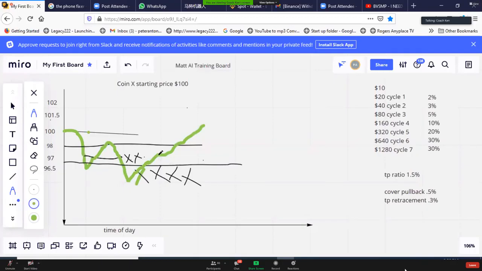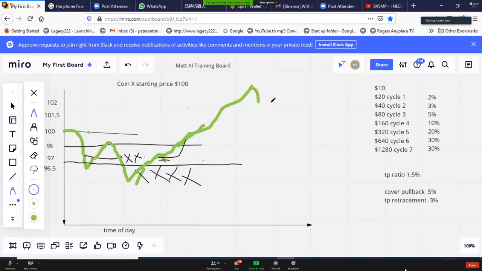But if it does trend, if it goes up here and it retraces here, it's going to close the trade right there. It would close the trade right here if it retraces that 0.3%. If it doesn't retrace, like I showed here, it goes higher and higher. Sorry about the mess. We're going to ride this trend all the way up as high as we can go. And anytime it retraces 0.3, the trade is closed.